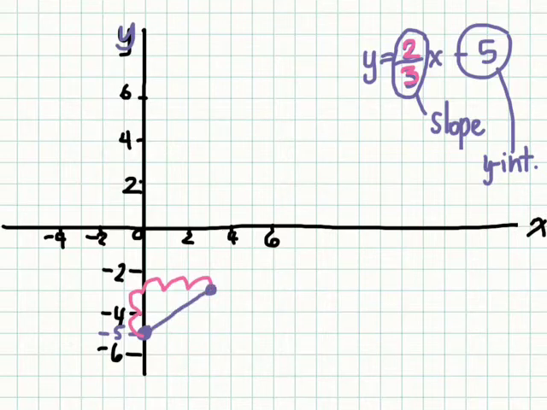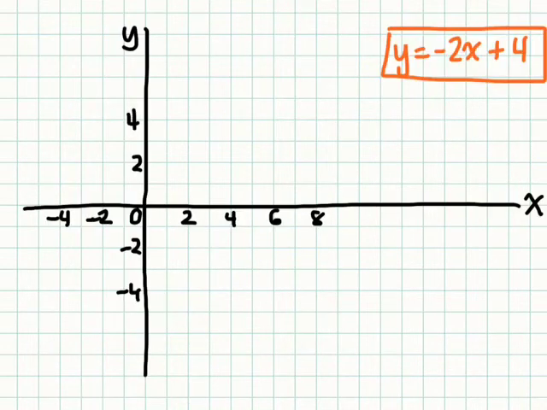There's my line. We just took an equation and we drew a line. We can keep going. Rise by 2, run by 3. Plot the next point. Okay, and there we have our line. Next example, I want you to graph the line y equals negative 2x plus 4.